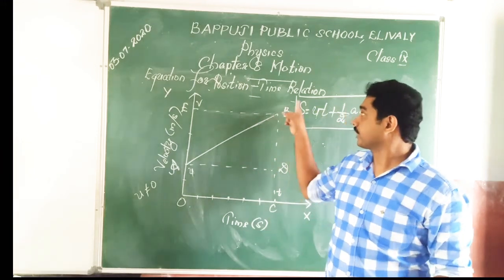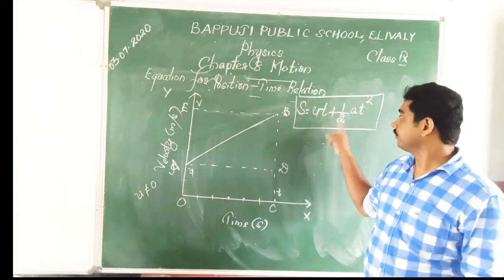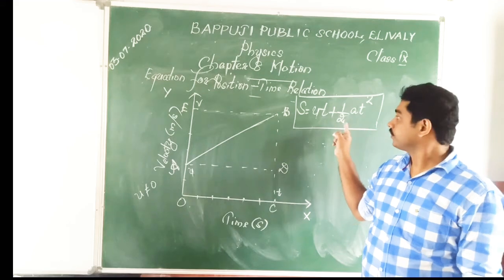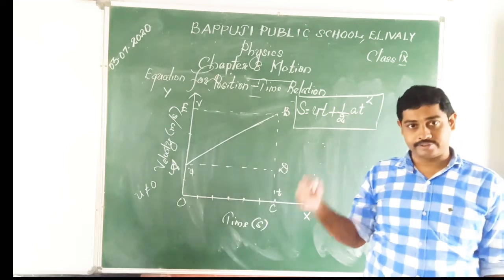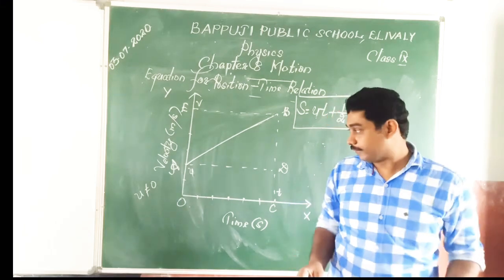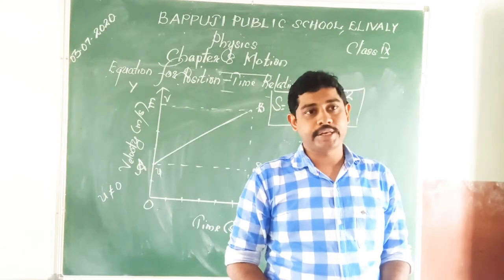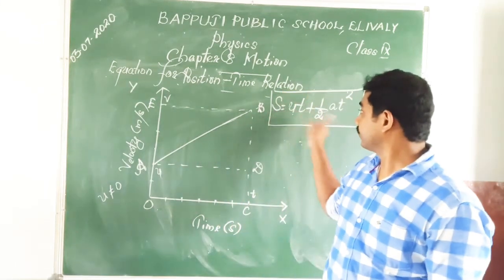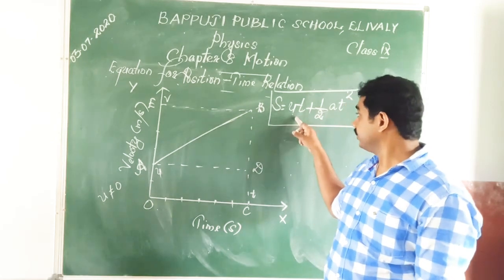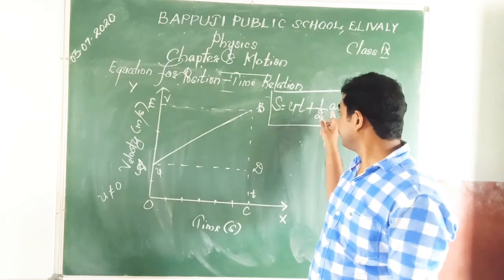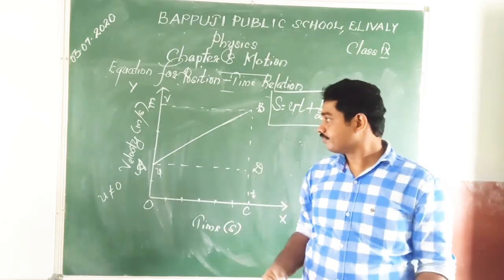Equation for position time relation: S is equal to Ut plus half At square, where S is the distance, U is the initial velocity, A is the acceleration, and T is the time.